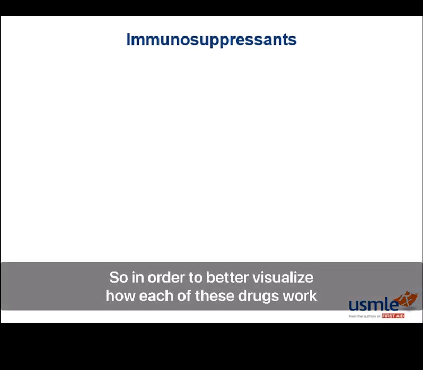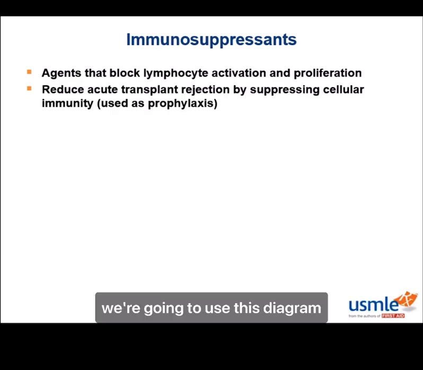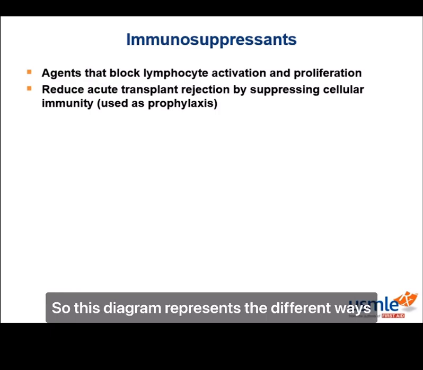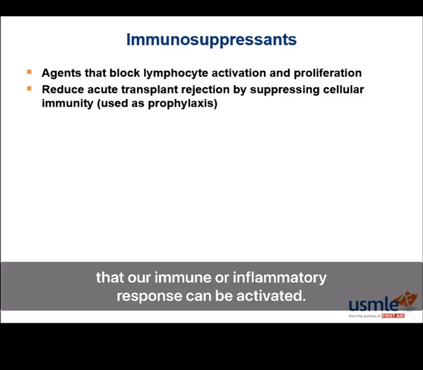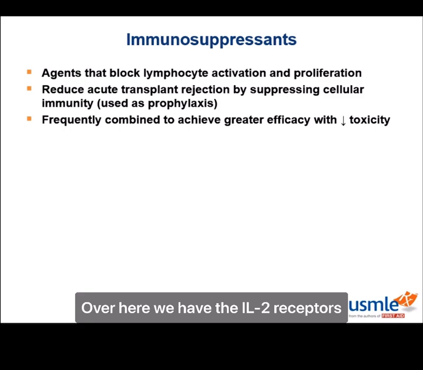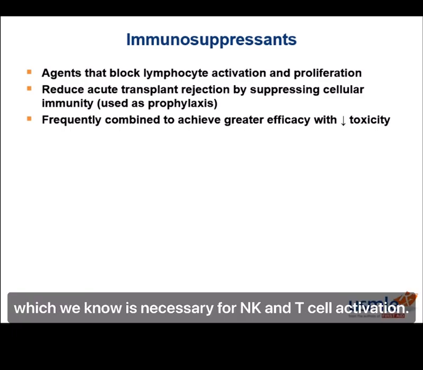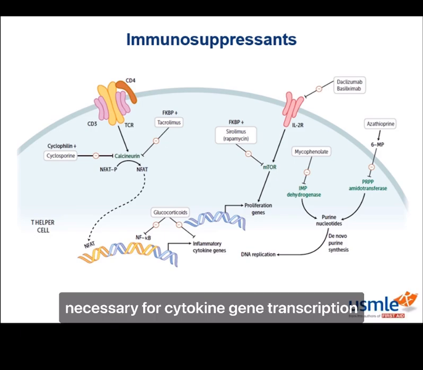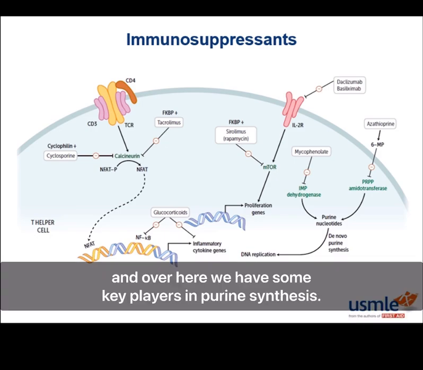Now, immunosuppressants are agents that block lymphocyte activation and proliferation. They help to reduce acute transplant rejection by suppressing cellular immunity by being used as prophylaxis. To achieve greater efficacy with less toxicity, we even sometimes combine them. However, if we use them chronically, the suppression of the immune system can lead to increased risk of infection and malignancy. So in order to better visualize how each of these drugs work, we're going to use this diagram to better understand what each of these drugs ultimately do.